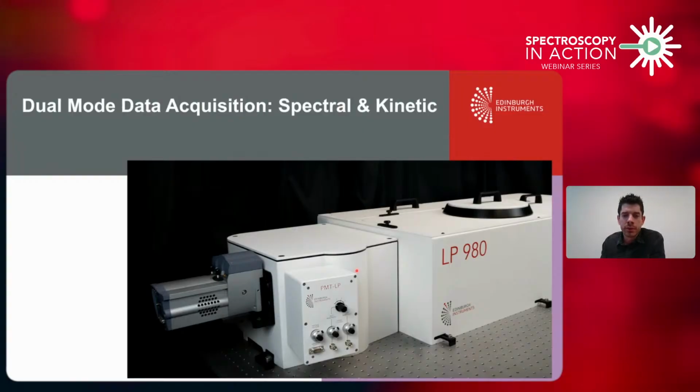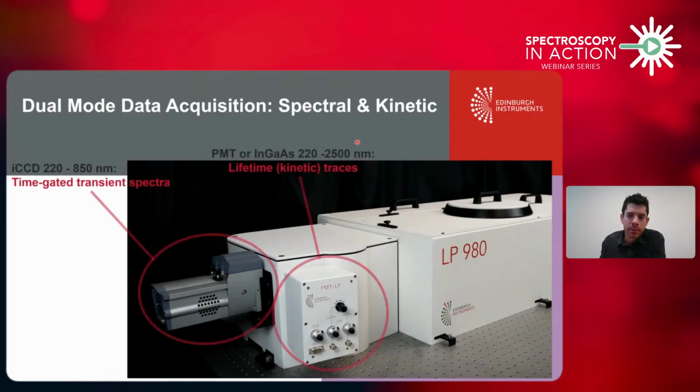So now let's move on to the unique feature of the LP980, which is the two modes of acquisition by incorporating two detectors. You can have a kinetic detector, like a single point PMT or a photodiode, to record the kinetic traces at a single wavelength. And we've got multiple options covering different ranges. Or you can have a spectral detector, like an iCCD, to acquire the full spectrum of your sample in just one single laser shot.